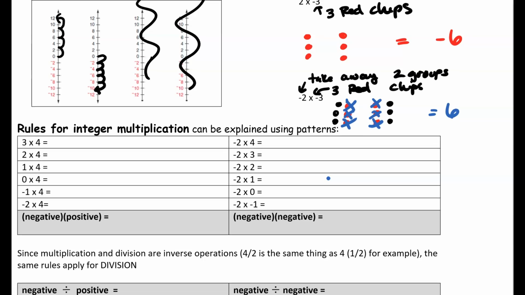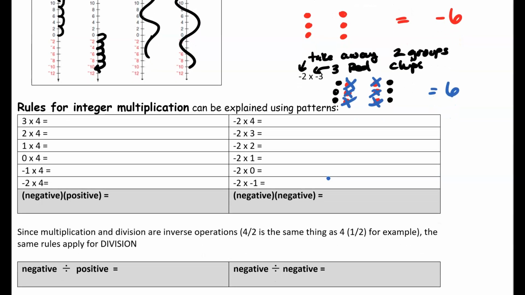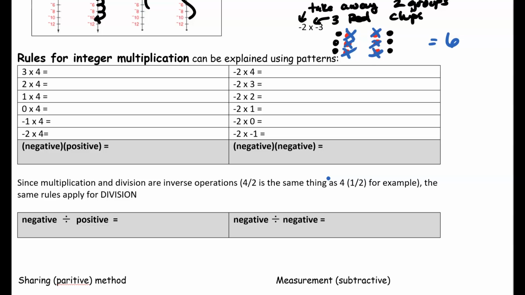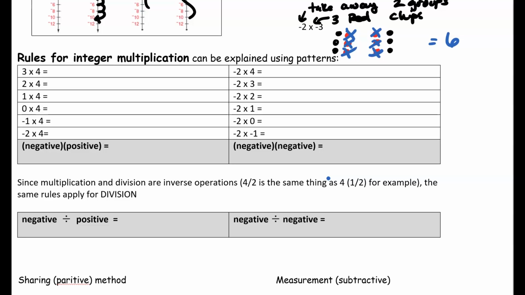Another option is to use patterns. So we can look at these multiplication problems below, like 3 times 4. So I'm just going to start writing down these answers. And if you look at what's happening, this first number is decreasing every time we go down. So 2 times 4 is 8. 1 times 4 is 4. 0 times 4 is 0. So what's happening to these answers? Every time we go down a row, we're subtracting 4.